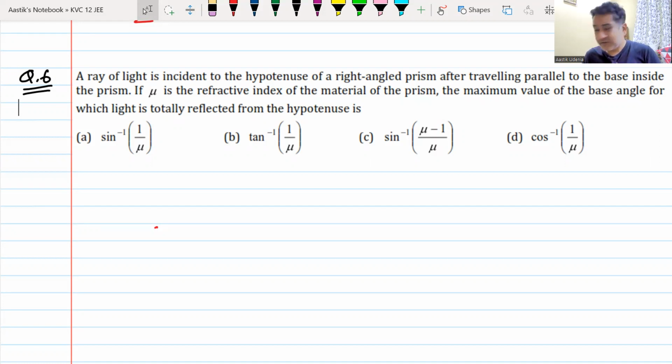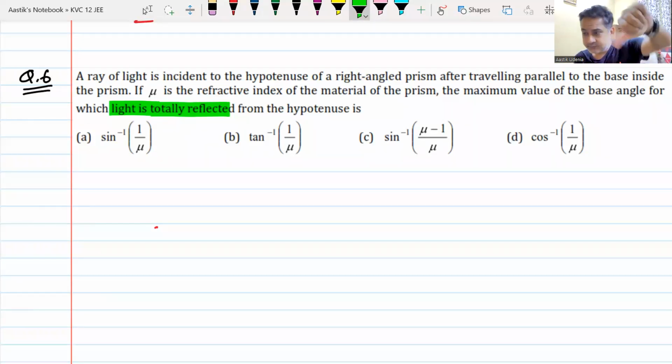Remember, whenever you see a question of prism, you put both hands up and say, yeah, we can do this, because that might be one of the simpler questions that you will encounter in the exam. Only 2 or 3 or 4 things. The only new thing that might appear is this totally reflected. Light is totally reflected. Which phenomenon are they talking about? How is light getting reflected?